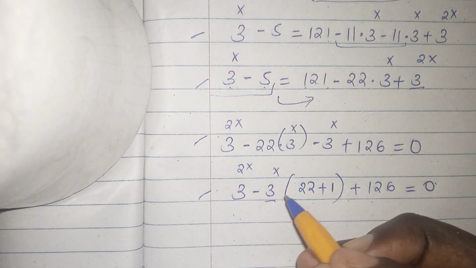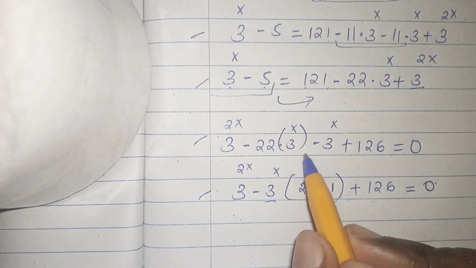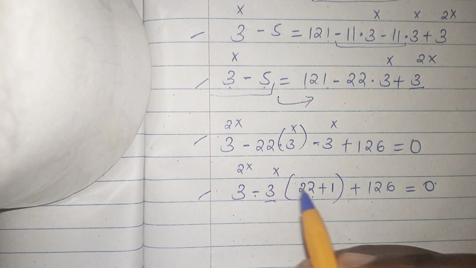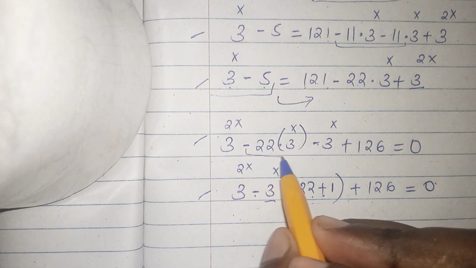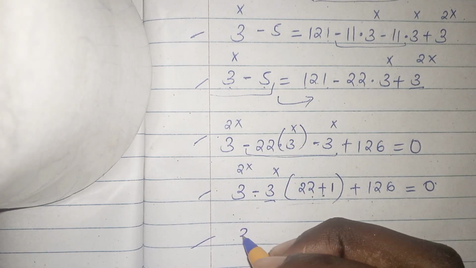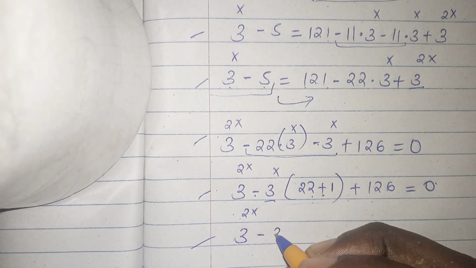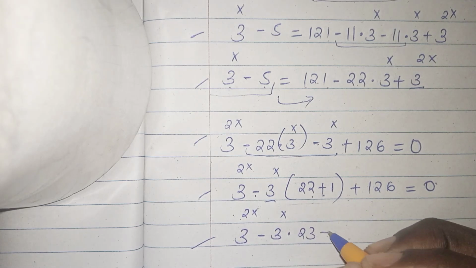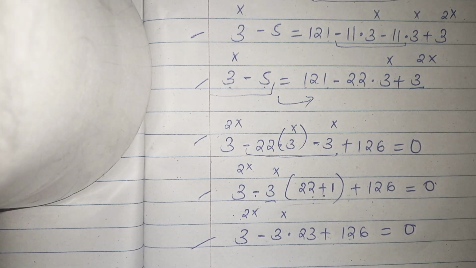So here we factored out 3 to the power of x. Then we have 22 because we have negative and negative, and we factored out negative 3 to the power of x. We shall now have a positive sign over here. So this will still give us this. Okay, so in our next step, 3 to the power of 2x minus 3 to the power of x times this becomes 23, plus 126 is equal to 0, right?